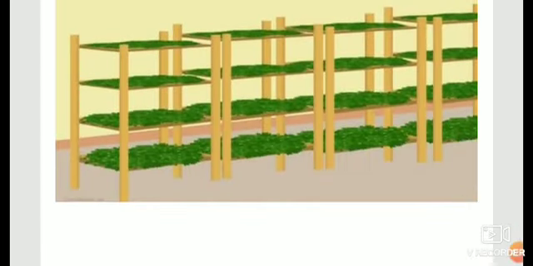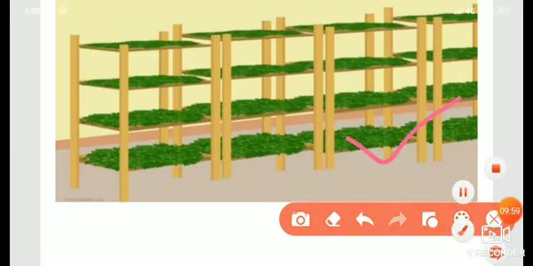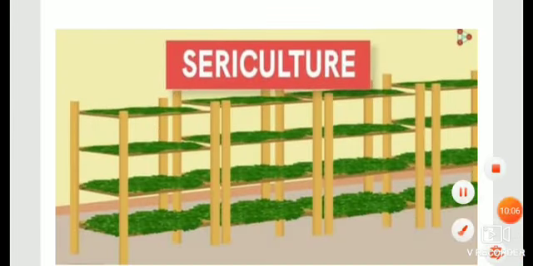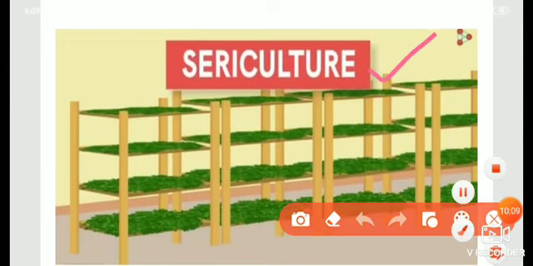And students, this is very informative. For silk production, special farming is required. So you can see the silkworm farming. Silkworm farming is called sericulture. What is sericulture? Sericulture is a very expensive and very important industry also.